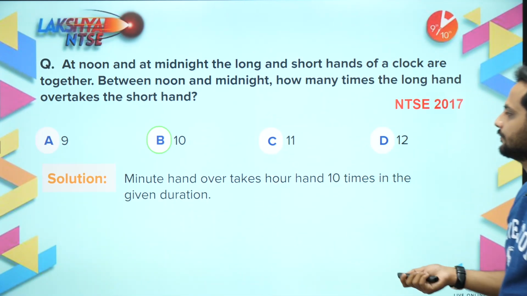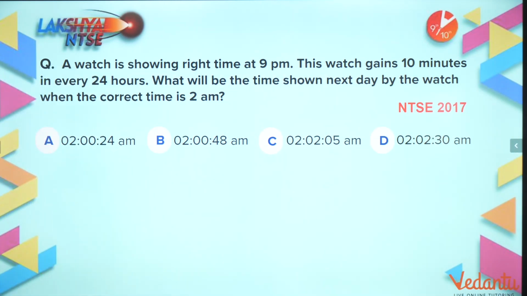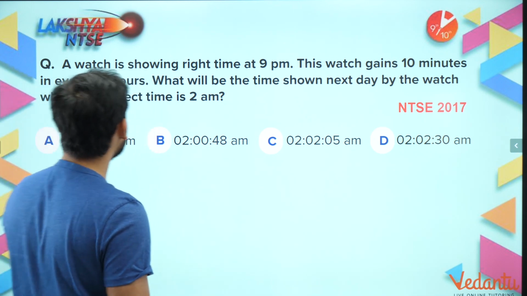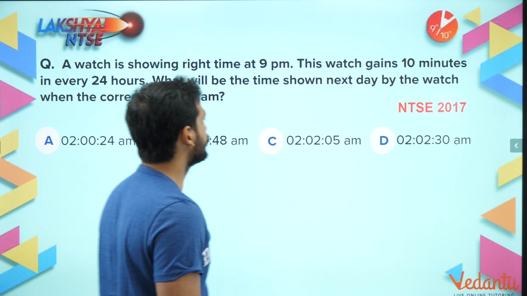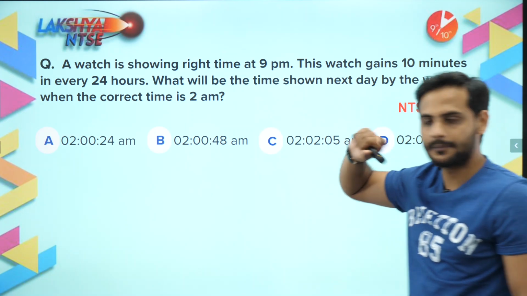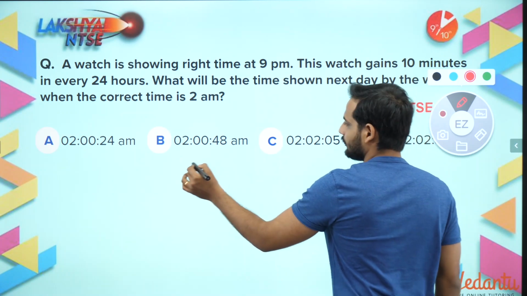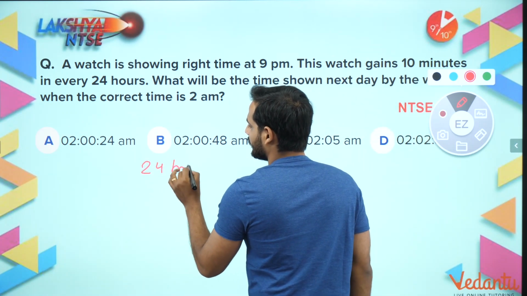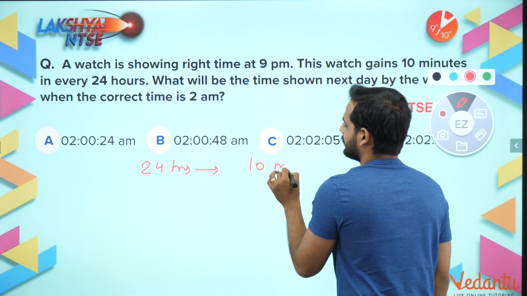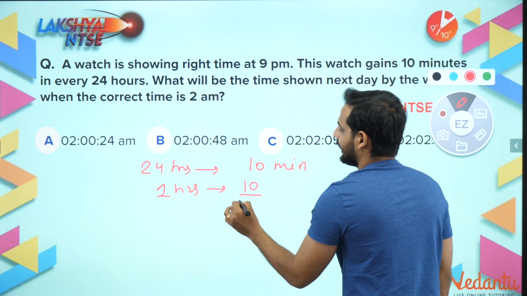Chalo, let's move to the next question. A watch is showing the right time at 9 p.m. This watch gains 10 minutes in every 24 hours. What will be the time shown the next day by the watch when the correct time is 2 a.m.? So it is written clearly here, bachcho, 10 minutes in every 24 hours. So I can say that in 24 hours, the watch gains 10 minutes. So in 1 hour, how much will it gain? It will gain 10 by 24 minutes.